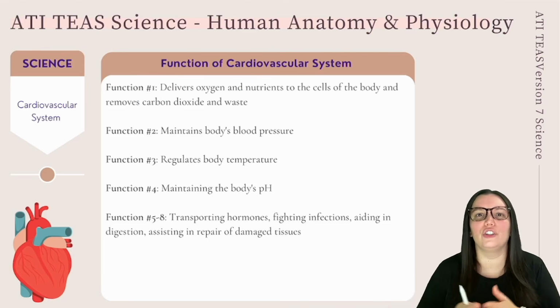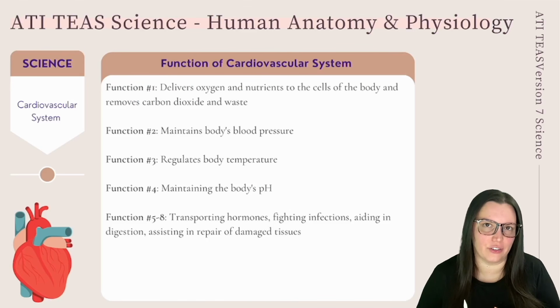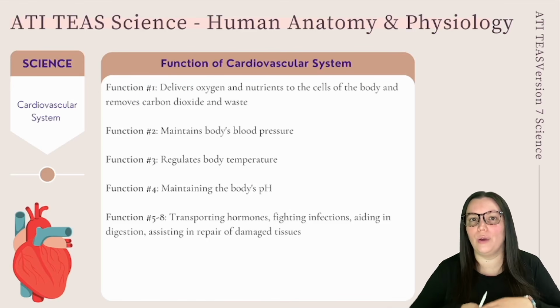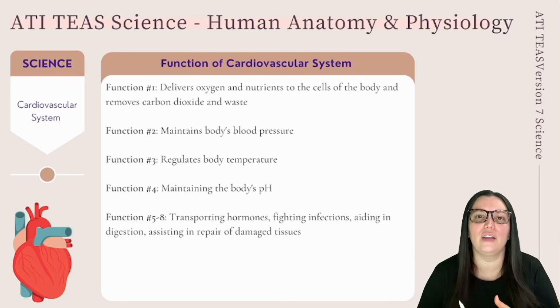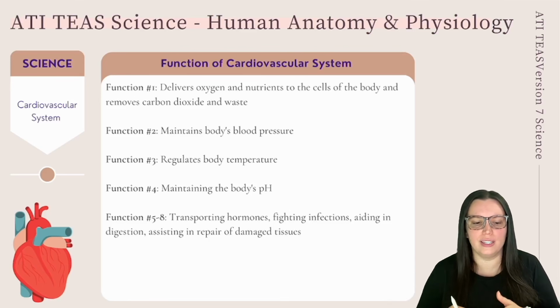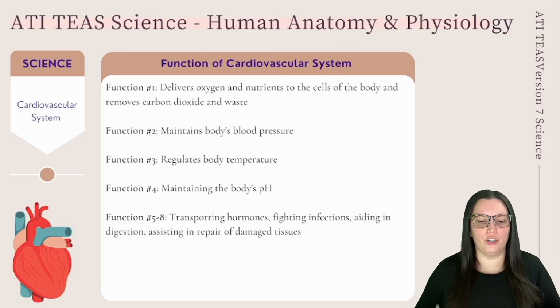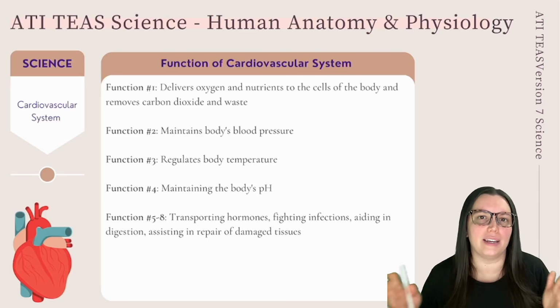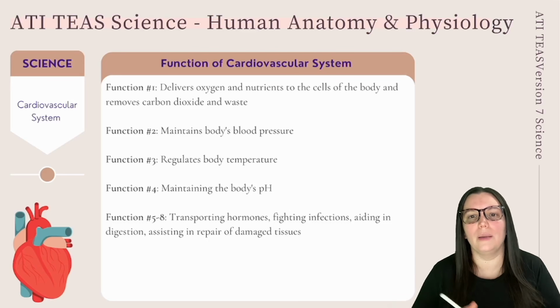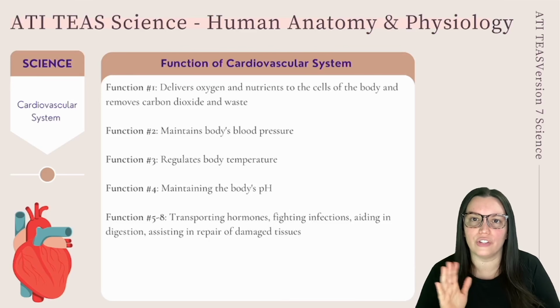Lastly, let's take a closer look at the functions of the cardiovascular system. We've talked about number one in depth, and that is the delivery of oxygen and nutrients to the cells of the body and removing carbon dioxide and waste. So we won't go further into that. But we will start with number two, which is helping maintain the body's blood pressure. Blood pressure is the force of the blood against the walls of the artery.